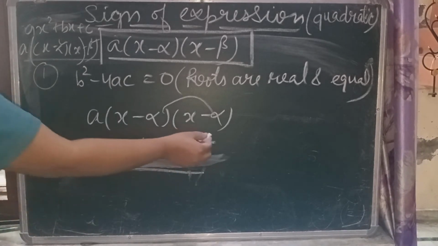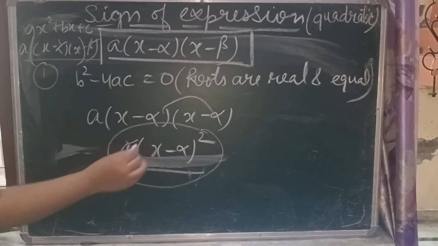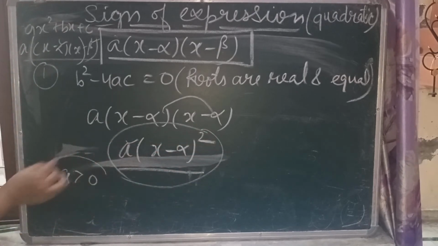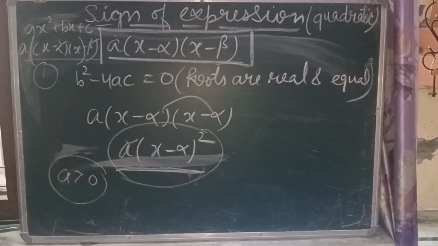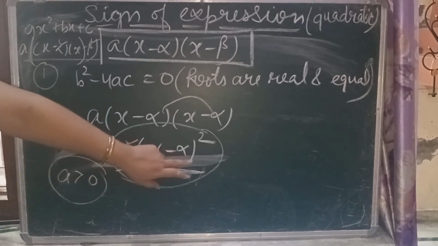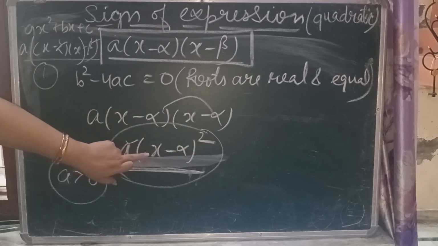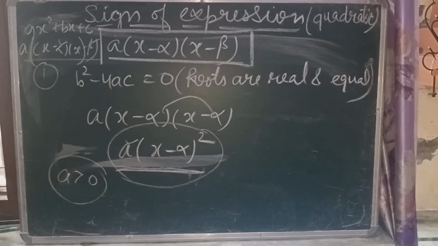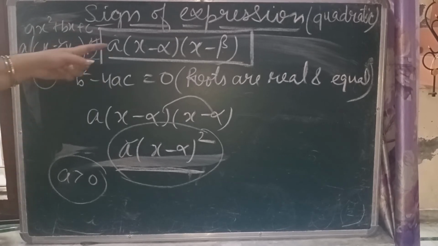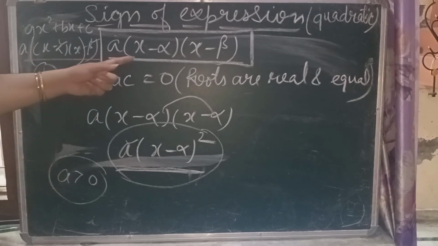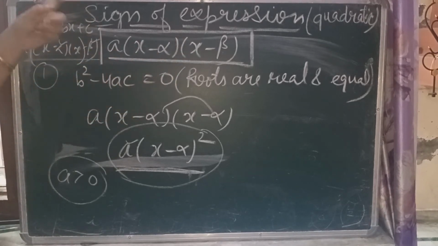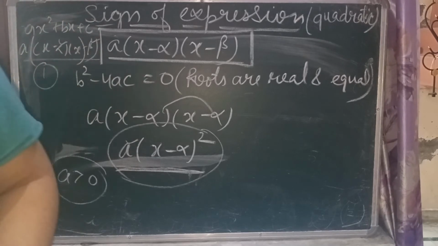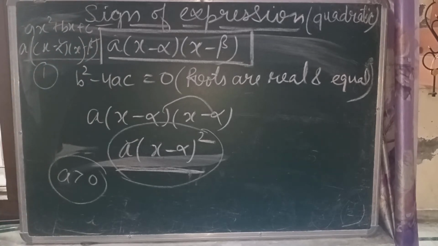If a is positive, that is a is greater than 0, then this full expression will always be positive, because it is x minus alpha whole square. Whatever the value of x, the expression will always be positive. So for the first case we can say that if a is greater than 0 and the roots are real and equal, that is b square minus 4ac is equal to 0, the expression will always be positive.